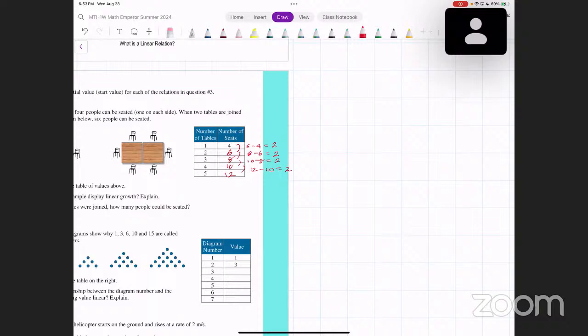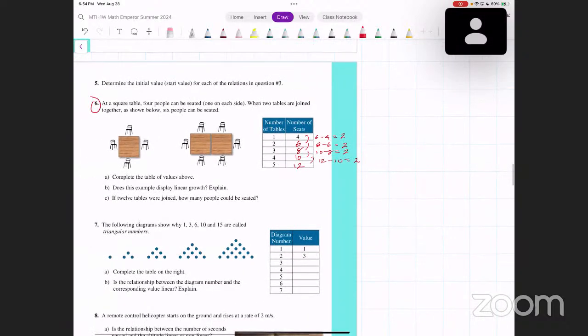Did I get the same difference? Oh, I think I mixed up the numbers. You messed up with the numbers. Okay, sir. Complete the table.